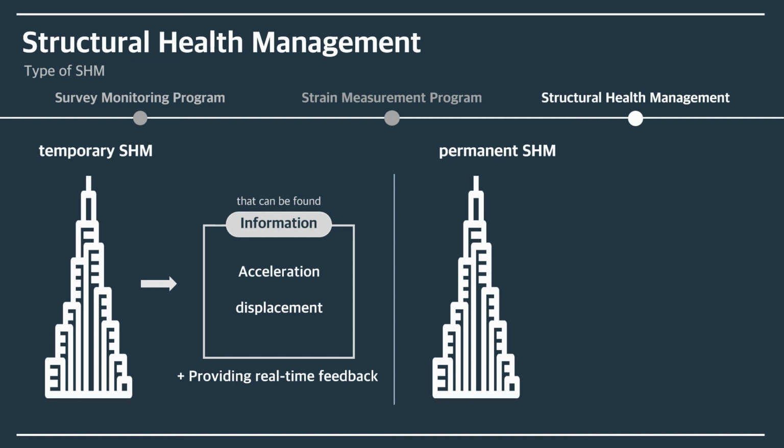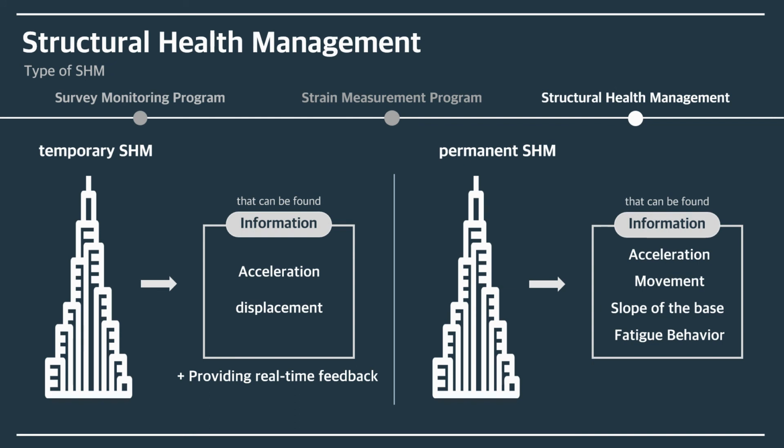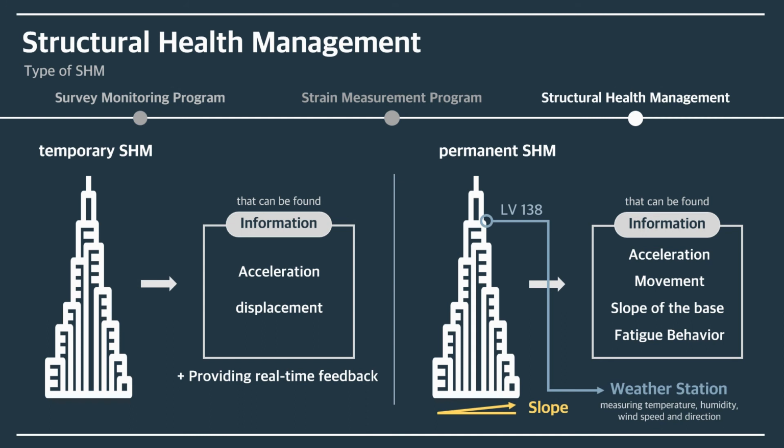The permanent SHM can perform measurements such as building acceleration, movement, slope of the base of the tower, and fatigue behavior of steel structures. The program also included weather stations measuring temperature, humidity, wind speed, and direction at 138 levels. Permanent SHM measures the predicted behavior of the building from the above measurements, indicating that the predicted values and measurements were very similar when a 5.8 magnitude earthquake hit southern Iran on July 20, 2010.